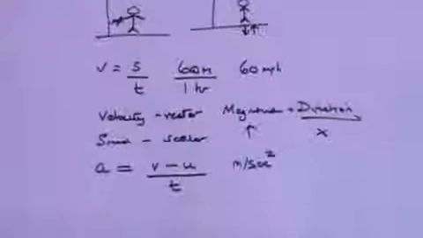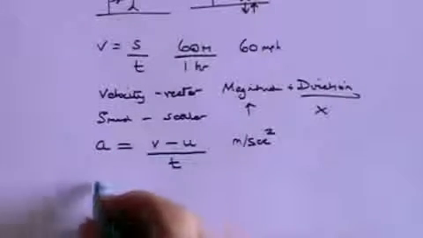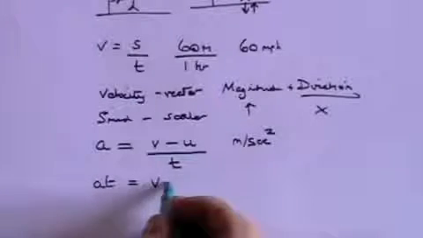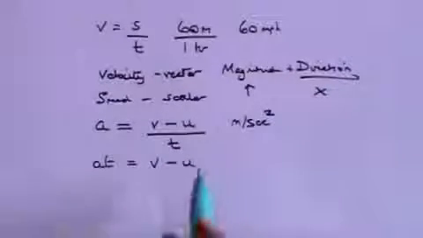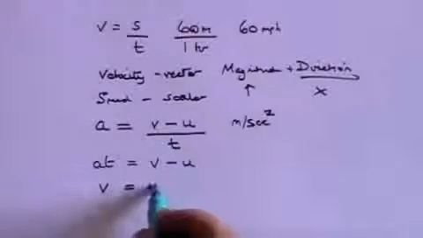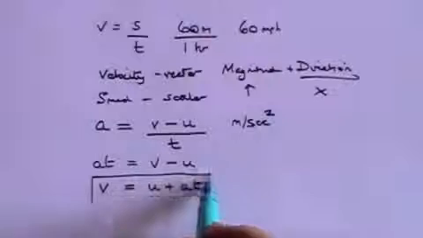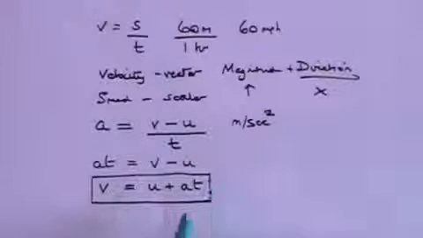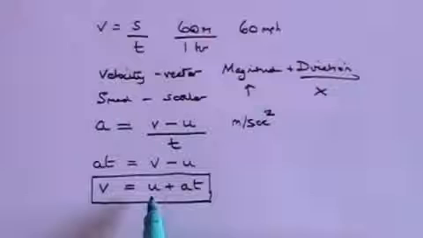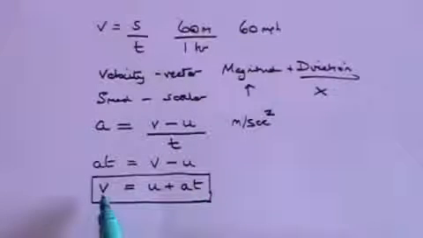And now we can start to derive some useful equations. From this equation here, you can see that if we multiply both sides by t, we get at equals v minus u. And if we bring u to the other side and rearrange, we can say that v equals u plus at. And that's our first main formula. It says that if you start with an initial speed, or more accurately an initial velocity of u, and you accelerate at a rate of a for a time t, then your new velocity will be v.